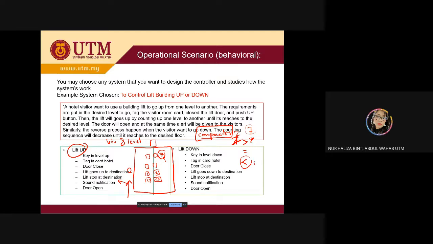So if less, you're going to justify in your program: if less, it's going to move up. And let's say you are at level 8 now, but you want to go to level 7, so you can see it's more than 7. If it's more than 7, using your comparator, what will your output be? Your output will be lift down. So all the scenarios, you need to relate with your comparator, with your marks or D-marks, whatever there.